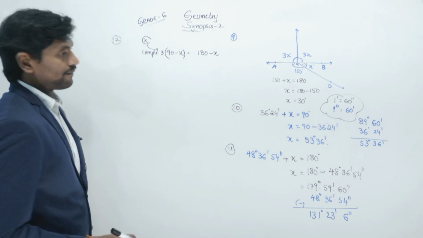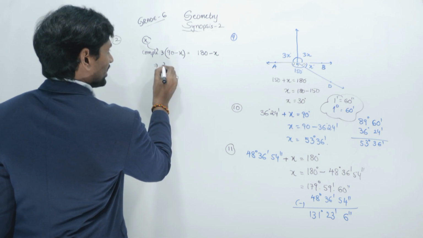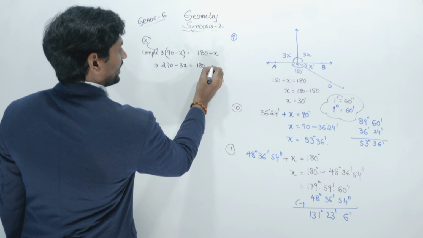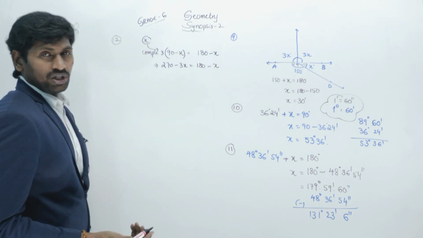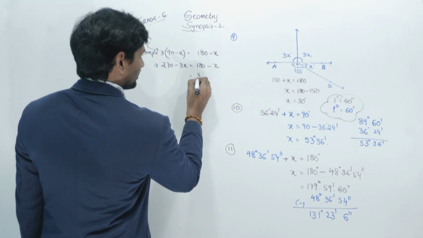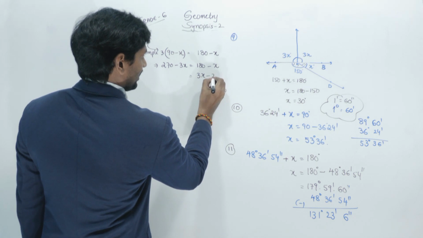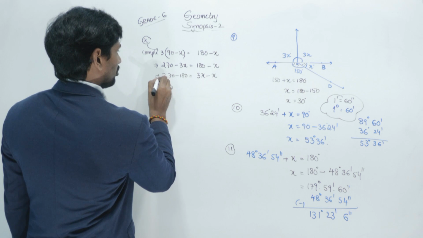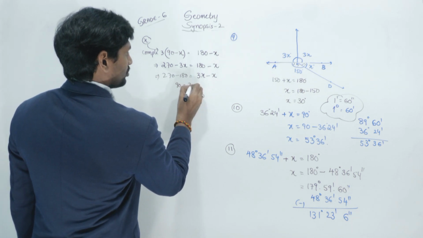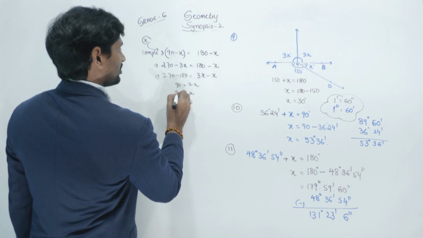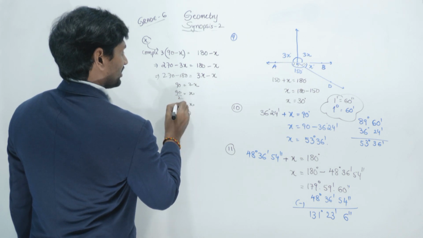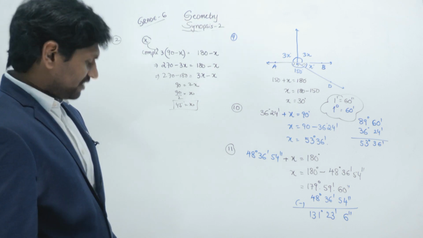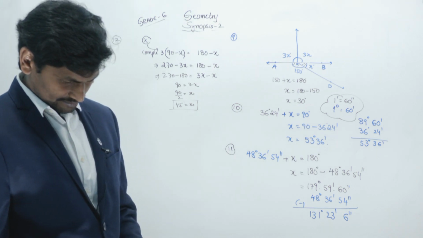Now multiply here: 270 minus 3x equals 180 minus x. Bring all the variables to one side, numerals to one side. 3x minus x here, 270 minus 180. How much here? 90. That is 2x equals 90, so x equals 90 by 2, 45 degrees. So the required answer is 45 degrees.